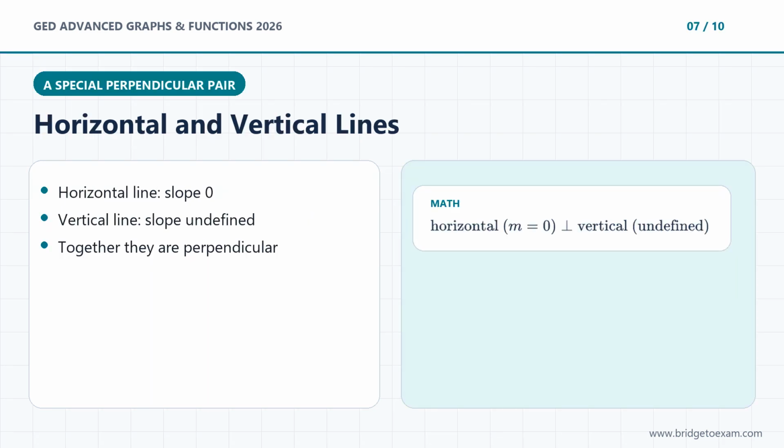One special case to remember. A horizontal line has slope 0. A vertical line has an undefined slope. The negative reciprocal rule breaks down here because you cannot flip 0. But the idea still holds. Any horizontal line and any vertical line are perpendicular, meeting at a clean right angle. Just treat them as a special pair.